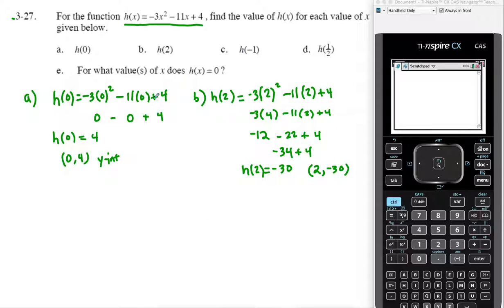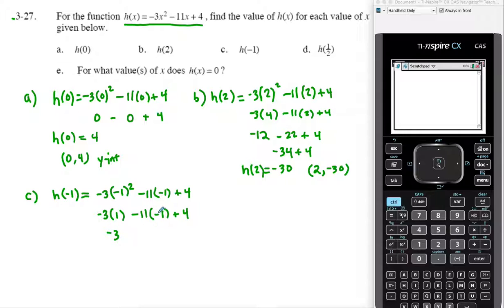Let's look at C. Now we've got a negative number. You have to make sure you're careful, especially if you're going to put it in the calculator when you have a negative number. We're going to do h of negative 1 equals negative 3 times negative 1 squared minus 11 times negative 1 plus 4. Negative 1 squared is like negative 1 times negative 1, which gives us 1. So we should have negative 3 times 1 minus 11 times negative 1 plus 4. Negative 3 times 1 gives us that negative 3.